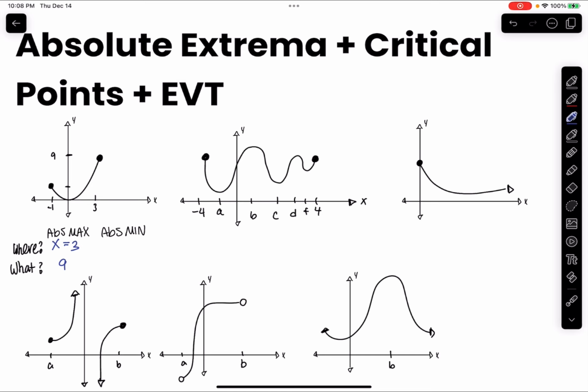Now for the absolute minimum, you ask yourself, what is the lowest point on this graph? Well, I see the lowest point is over here. I know that that's located at x is equal to 0. This is x is equal to 0. And then the actual value is 0. This is also y is equal to 0.